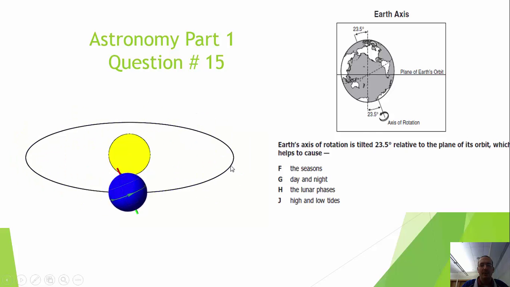As the Earth is revolving around the sun, you'll notice it appears as though the tilt is either tilted towards or tilted away, or basically right in the middle, which is the equinoxes, which are going to be equal day and night. But the northern hemisphere right here is tilted towards, which will give it more direct sunlight, which is going to cause the seasons. The lunar phases, there's nothing in this question that talks at all about lunar phases. Again, in dealing with high and low tides, we're going to talk about the moon. There's nothing here about the moon whatsoever. The best answer here is F, the seasons.